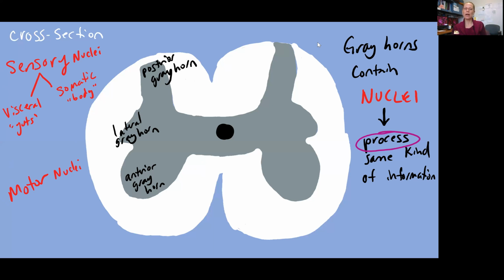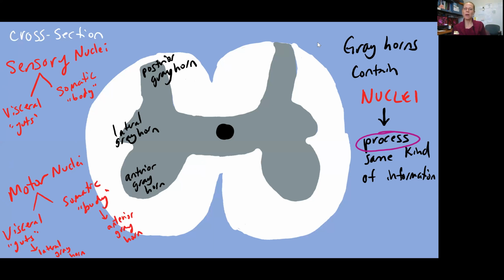You are also going to have visceral and somatic motor nuclei, okay? Your visceral motor nuclei are located in the lateral gray horns, while your somatic motor nuclei are going to be in the anterior gray horns. These somatic motor nuclei are going to be controlling the skeletal muscle, so the things like the movements that you're consciously doing here, whereas your visceral motor nuclei would be controlling your smooth muscle and your cardiac muscle.